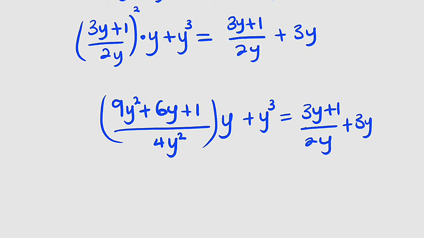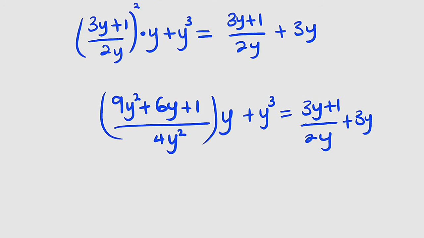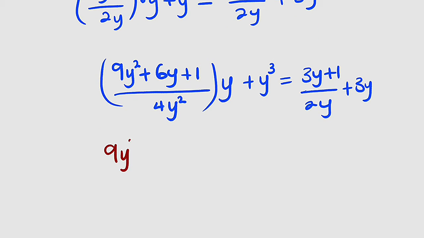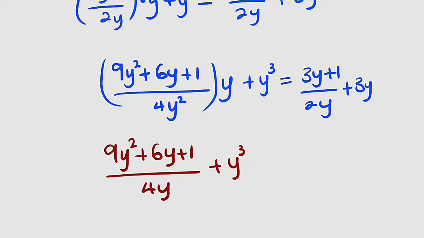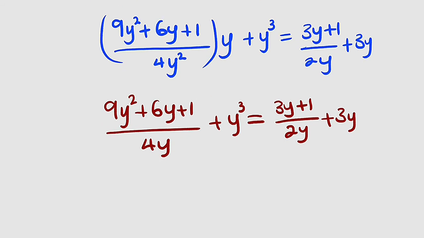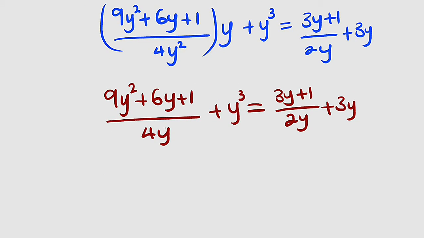Now I would like to use this y and distribute over, this power of 2 reduced by 1. So we have (9y squared plus 6y plus 1) divided by just 4y, then plus y cubed equal to (3y plus 1) divided by 2y plus 3y. Now I would like to multiply every single term by 4y because that is the LCM of 4y and 2y.